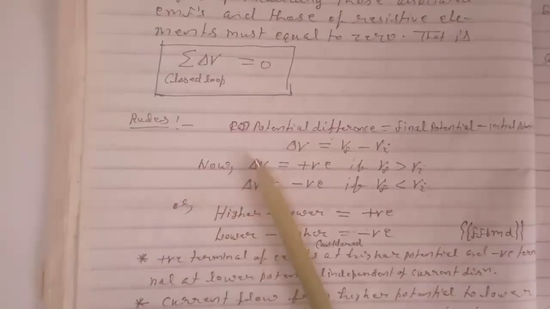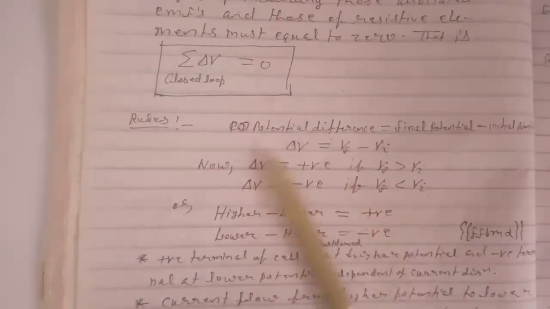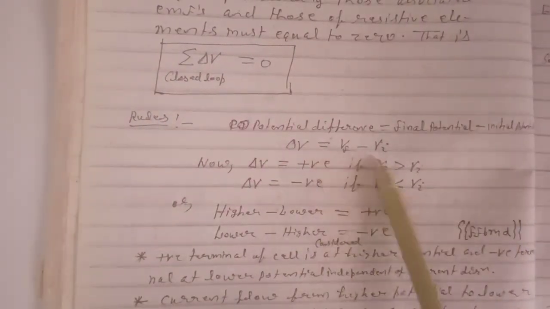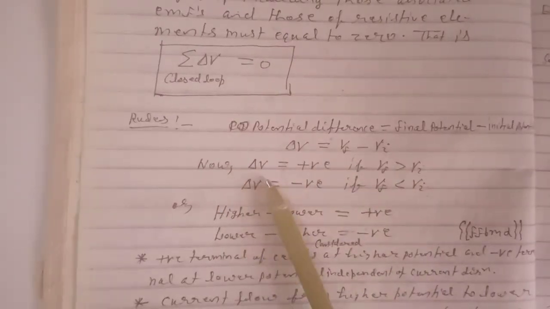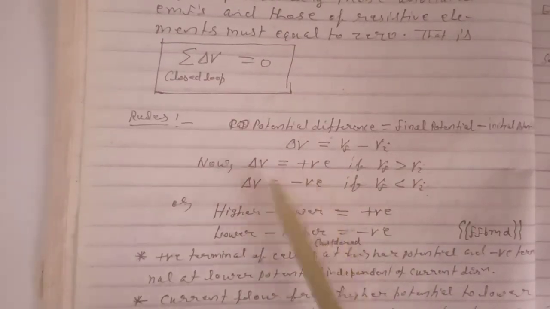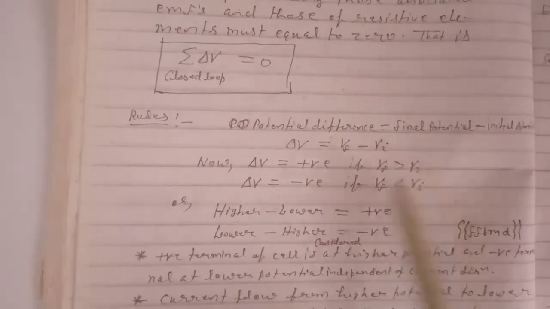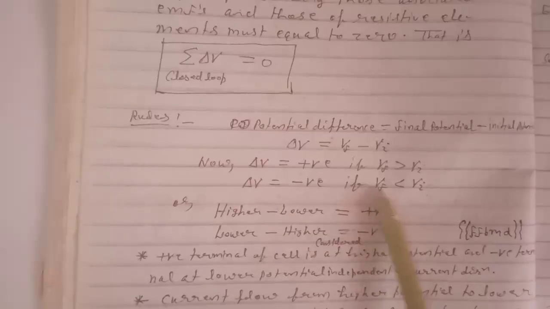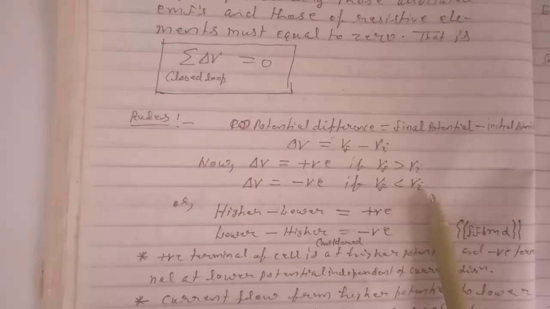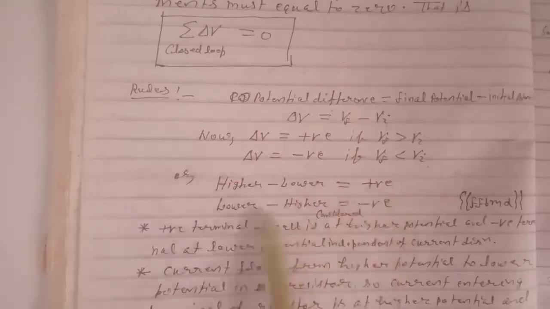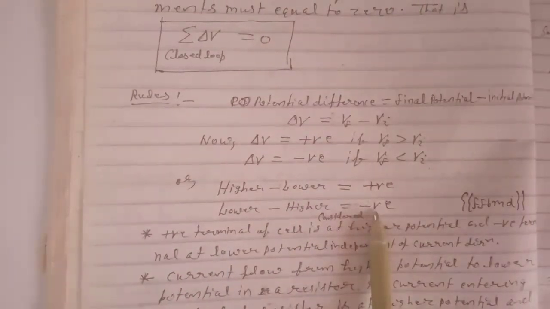For example, for the rules for potential difference, we know that potential difference is final potential minus initial potential, that is, delta V equals Vf minus Vi. Delta V will be positive if the final potential is greater than the initial potential, and delta V will be negative if the final potential Vf is less than the initial potential Vi. So higher minus lower is positive and lower minus higher is negative.